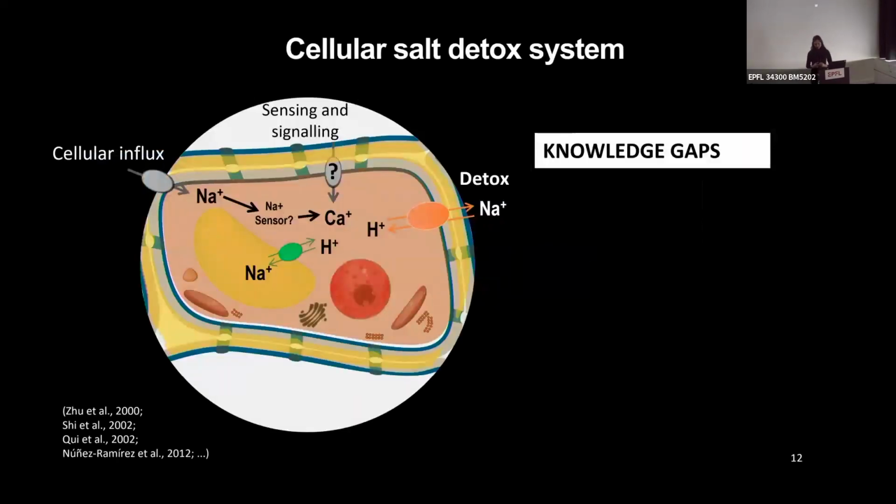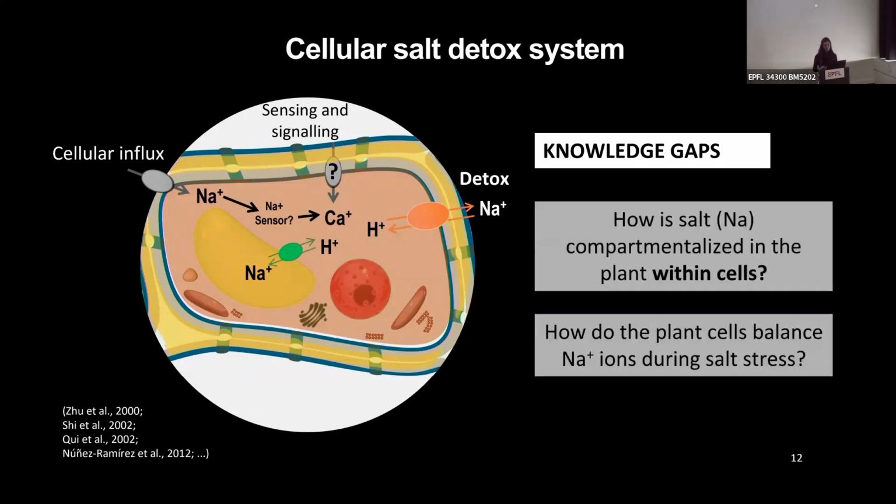And this is also very interesting because we have a lot of understanding about transporters, for example, which are broadly important for the plant to transport these nutrients. But what we don't really know is how the sodium is compartmentalized within the cell, and how the plants actually respond at the subcellular level and redistribute these ions when they have a salt stress. So this is a question we wanted to take on.